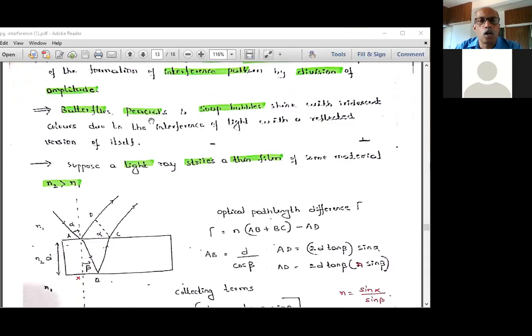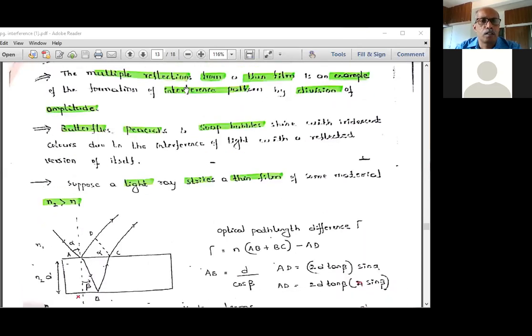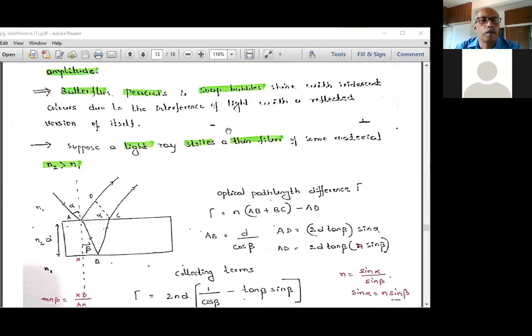Butterflies, peacocks, and soap bubbles will exhibit this interference pattern due to this phenomenon, division of amplitude. In the sense, interference due to the reflected beams is due to multiple reflections.